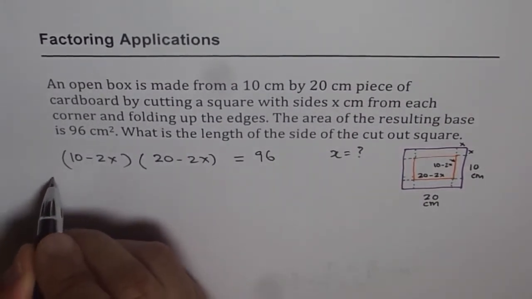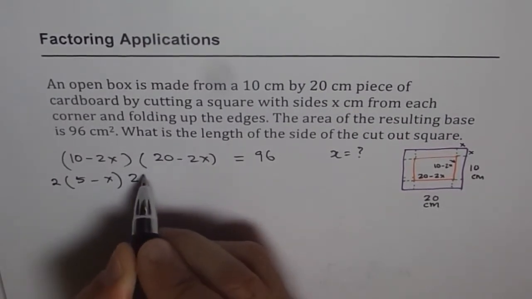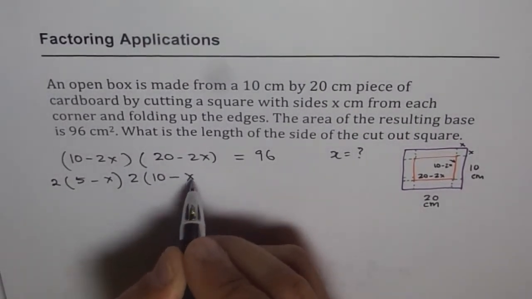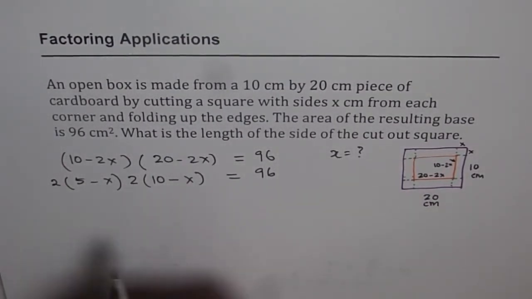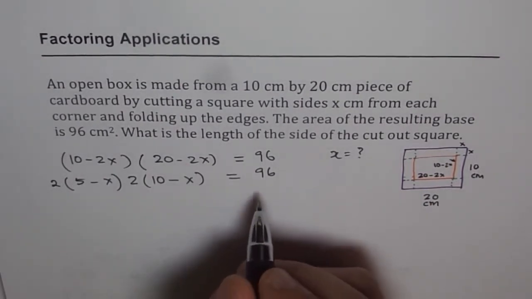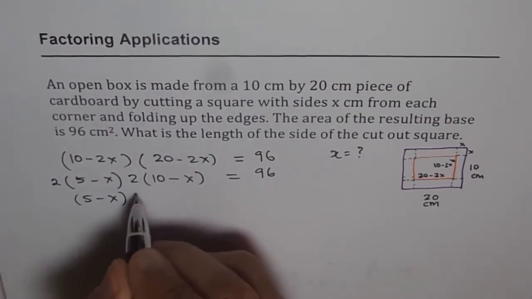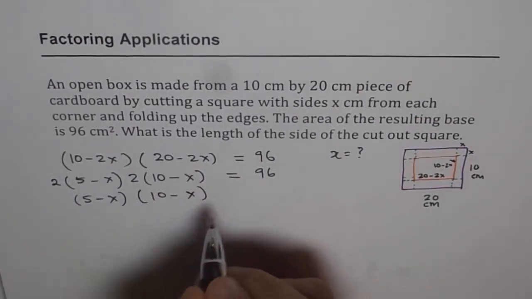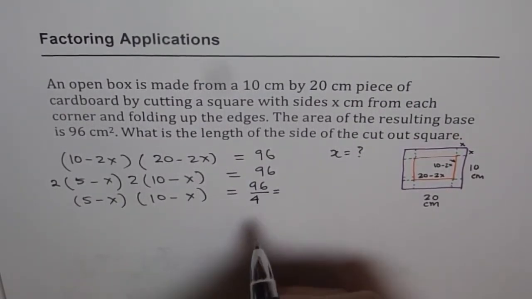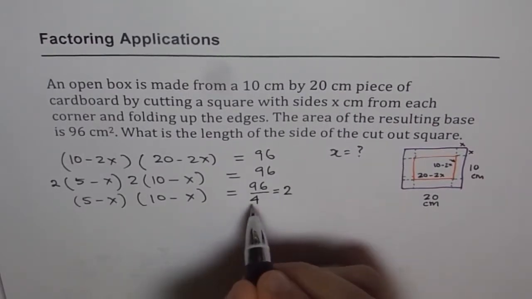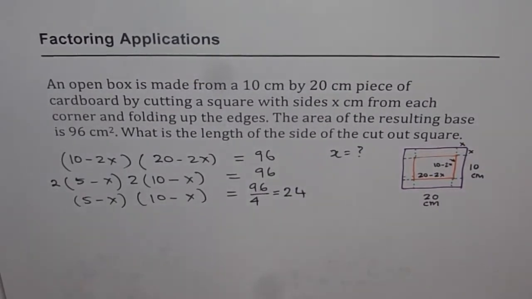So you can take out 2 from here, so we get 2 times 5 minus x, and here also you can take 2, so we get 2 times 10 minus x equals to 96. Now 2 times 2 is 4. You can divide 96 by 4 and further simplify this equation and then multiply. So we'll do 5 minus x times 10 minus x equals to 96 divided by 4, and that gives you 24. Right, that is better. Now expand.